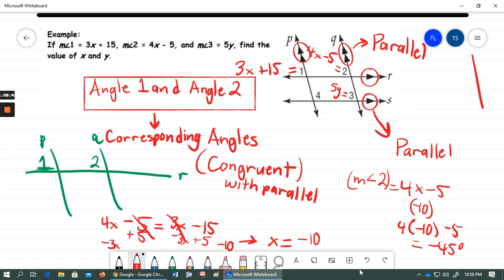Guys, angle 2 and angle 3 are also corresponding angles. So if angle 2 is 45, then angle 3 is 45 degrees, or negative 45 degrees. 45 degrees equals 5y. If you divide by 5 here, then that is going to give you 9. And technically, since that was negative 45, this is going to give you negative 9 as your y value.